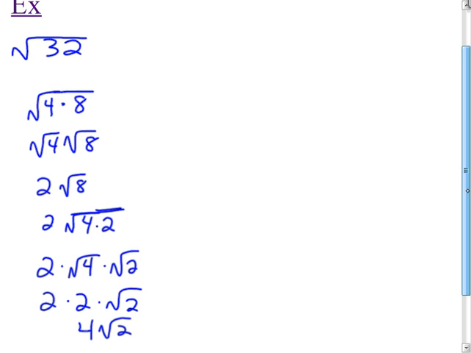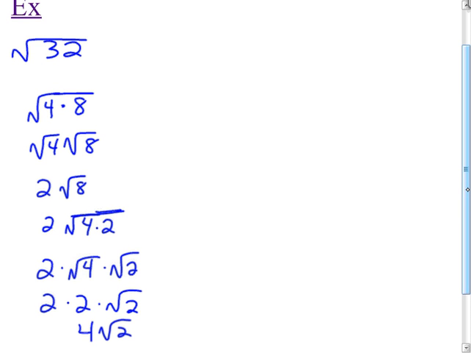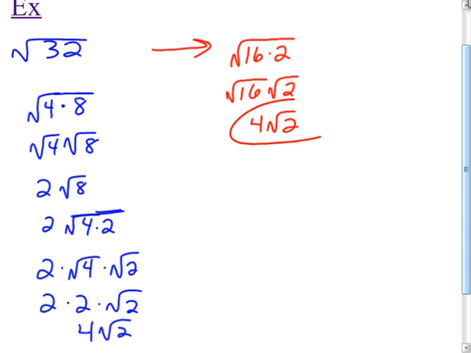Now, if I would have found the largest perfect square initially, that would have made this process easier. And some of you probably even thought about it because it's pretty easy to see 32 is divisible by 2 and 16. So the square root of 32 is the same thing as the square root of 16 times 2, which is the same thing as the square root of 16 times the square root of 2, which is 4 square roots of 2. Done. Different process, a little bit more time for the first one because I didn't get the largest perfect square, but either way I get the exact same answer.